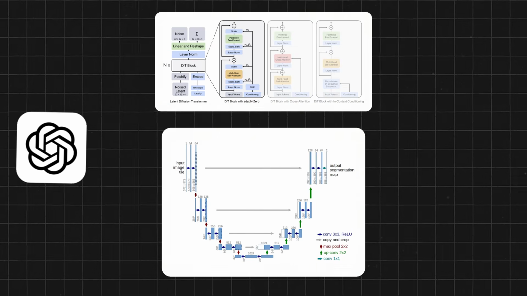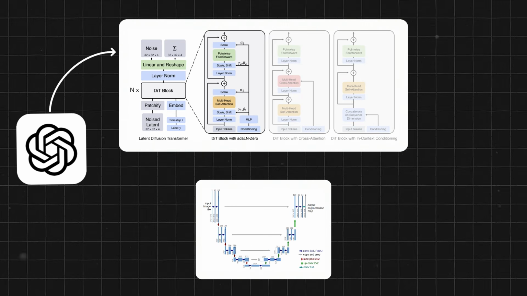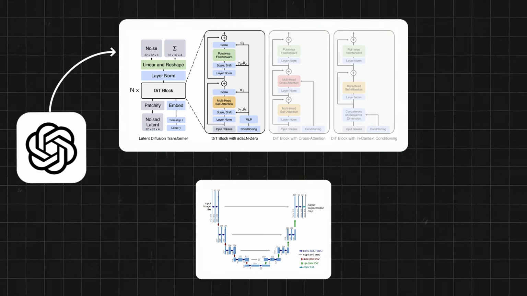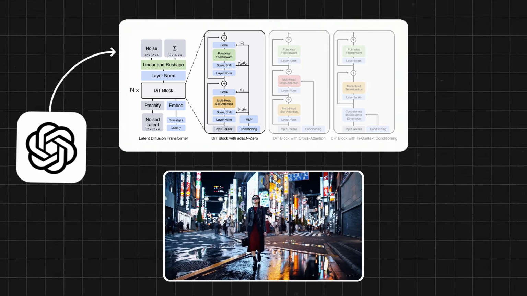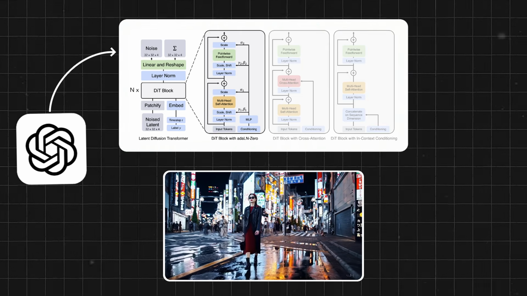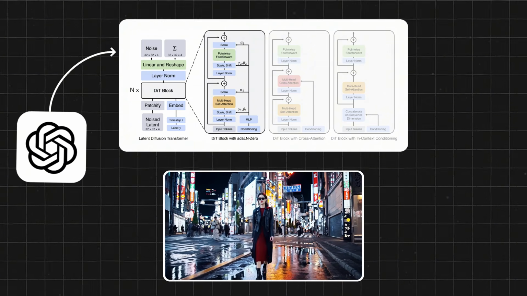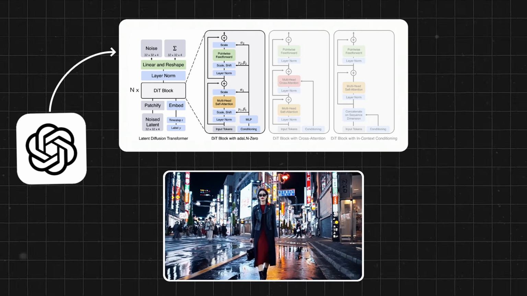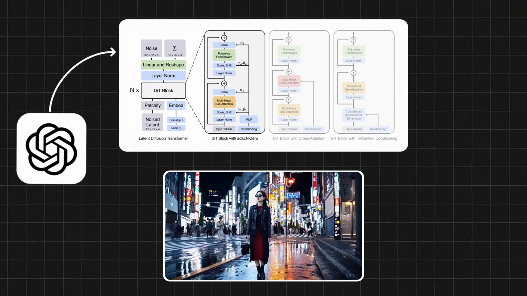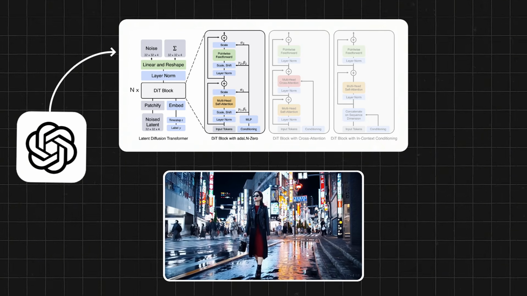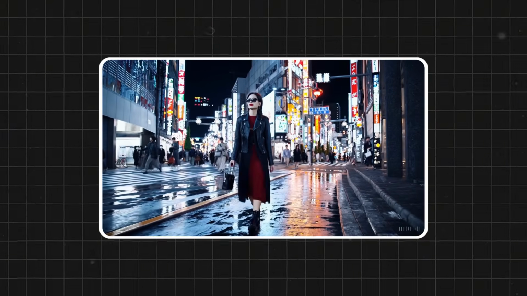This is exactly why OpenAI chose the Diffusion Transformer, or DIT, for Sora. The DIT processes those space-time patches with its immense power. This combination of the patch data format and the transformer's ability to scale is why Sora can generate an entire minute of coherent, high-fidelity video.